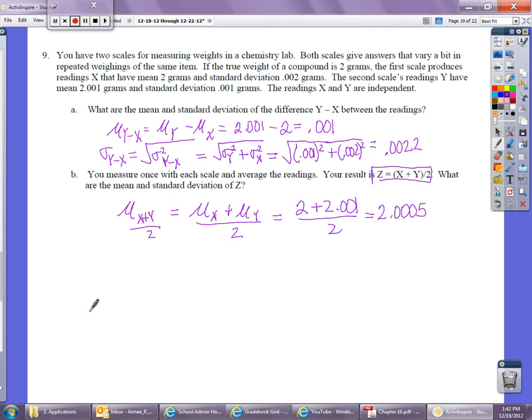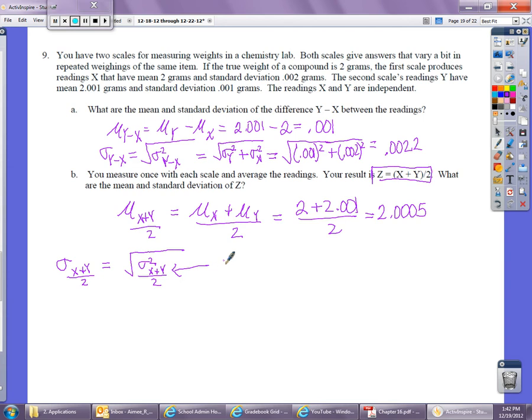Standard deviation is a little bit more tricky, because first you have to find the variance. So remember, standard deviation of x plus y divided by 2. You first have to find the variance. So I'm actually going to be taking the square root of the variance of x plus y divided by 2. Well, how do I find the variance? Let's focus on finding the variance of x plus y over 2.